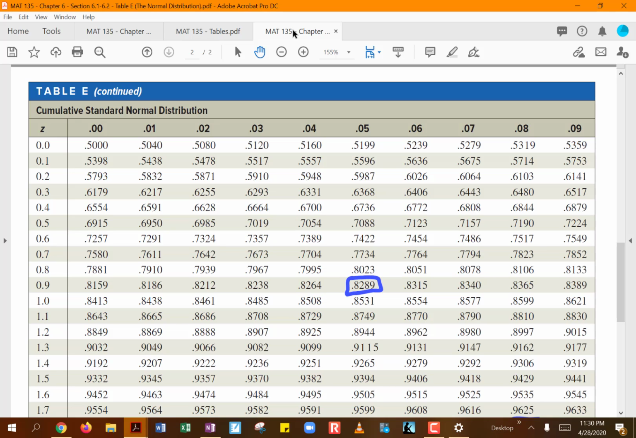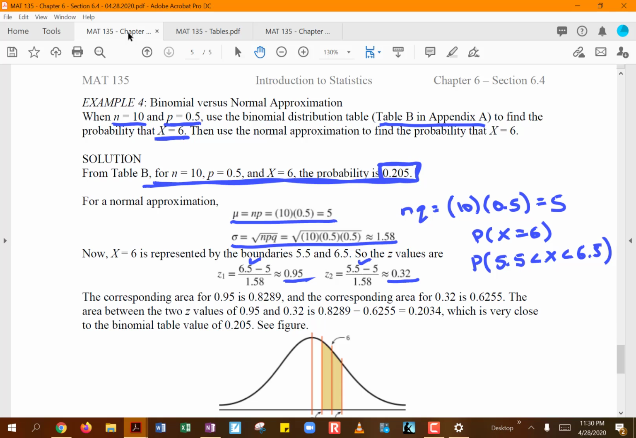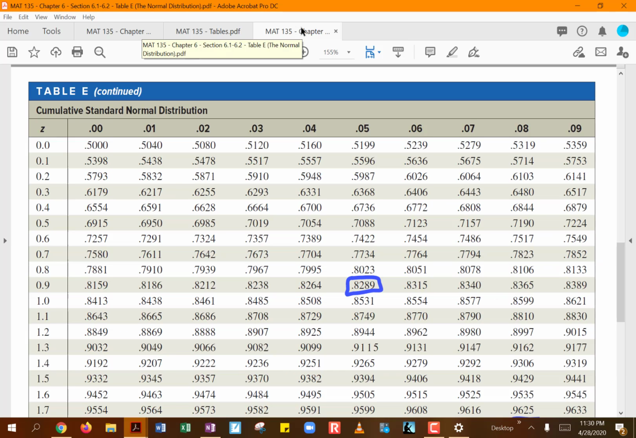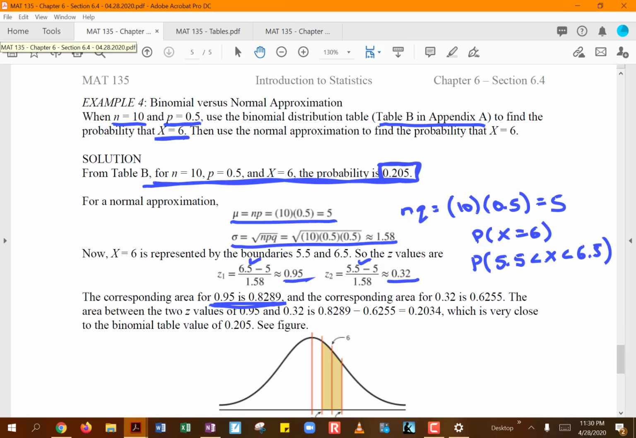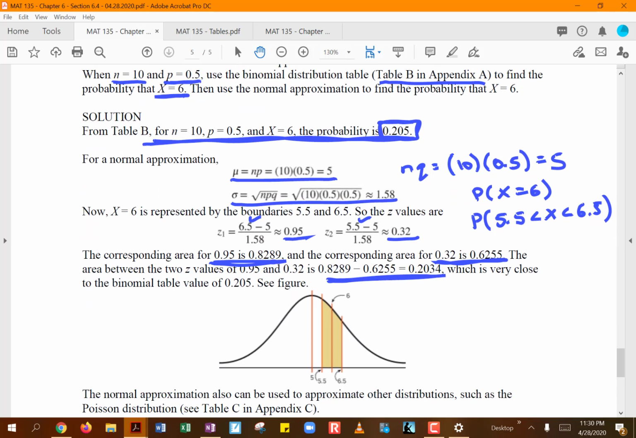And then for 0.32, we have a probability of 0.6255. So again, go ahead and subtract those two probabilities, and we are getting an answer of 0.2304. And you can see that is pretty close to that probability of 0.205 that we got from our binomial distribution table. So it's a very close number.